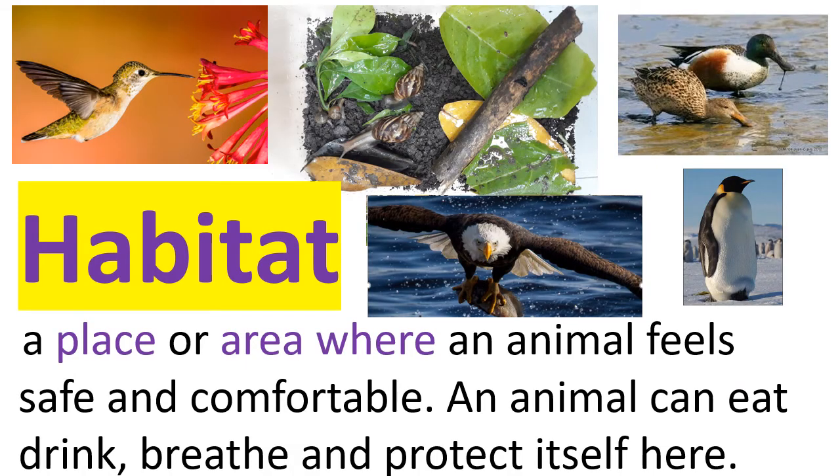So just to review, a habitat is a place or area where an animal feels safe and comfortable. An animal can eat, drink, breathe, and protect itself here. For example, if you remember, we made a snail's habitat in class. We put leaves, dirt, and logs, and also water in its habitat to help it live longer.